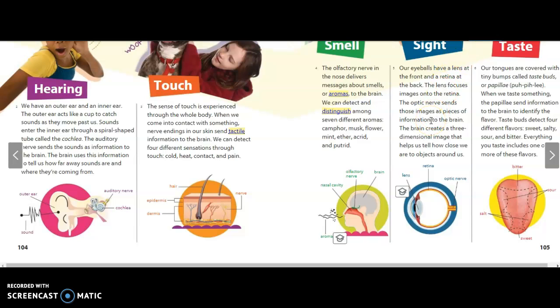So I want us to notice we have these blue highlighted words. Why do we think those words are highlighted? If you said it's because they are keywords or words that we would find in the glossary of this text, you are absolutely correct. These words are highlighted to stand out because they're important, and the author wants us to know the definition of these words.